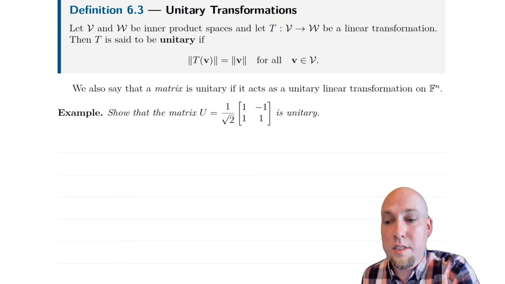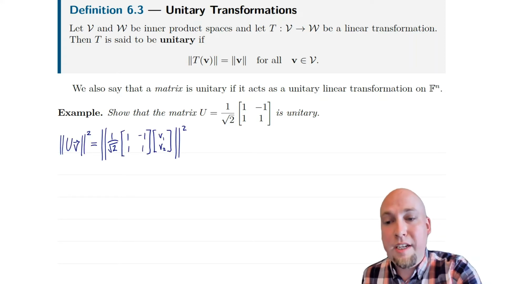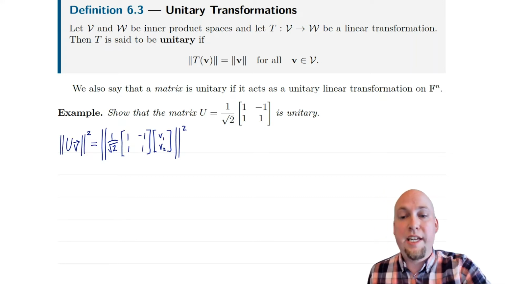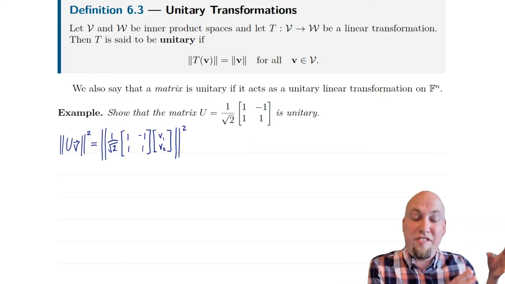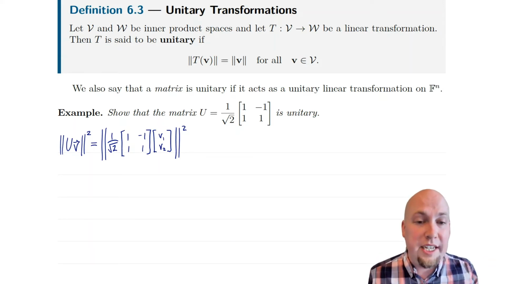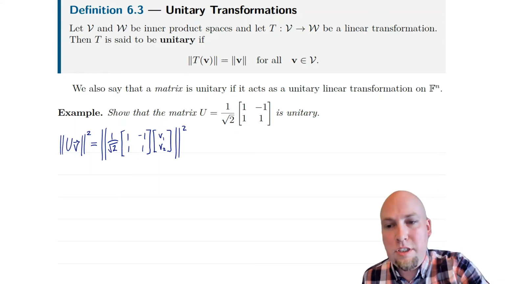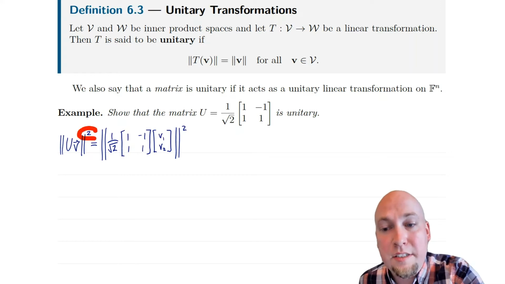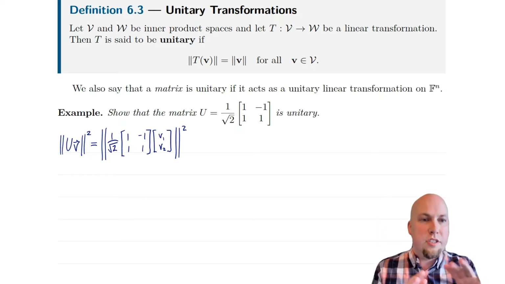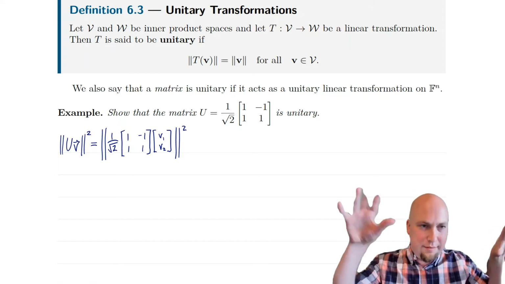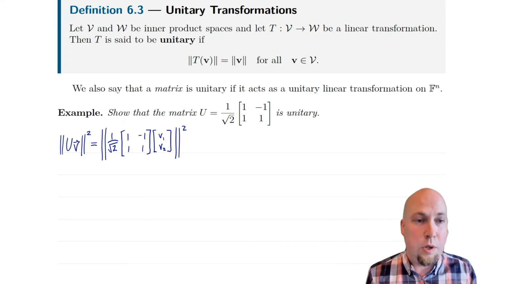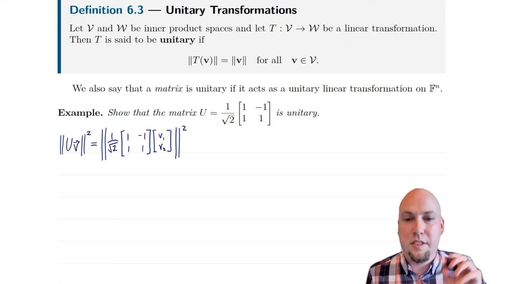In other words, what we want to show is that if I compute this vector Uv, and then compute its length, I get the same thing as just the length of v itself, no matter what vector v I plug in there. Just for the sake of making the calculation a little easier to go through, I'm going to square all these lengths just so that I don't have square roots to deal with at every single step in the calculation. But then at the very end, you can square root both sides to see that the norms themselves are the same as well.